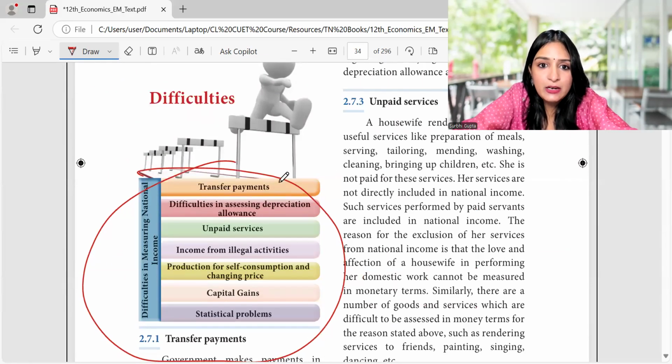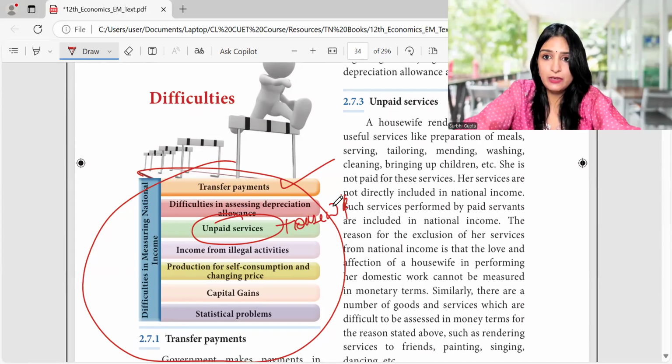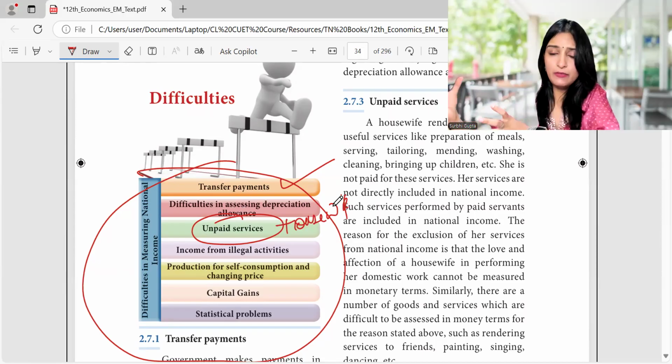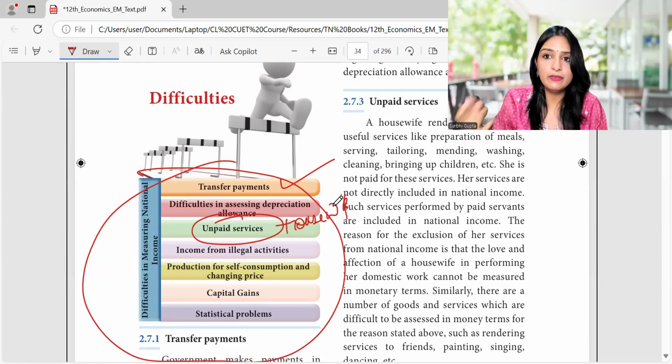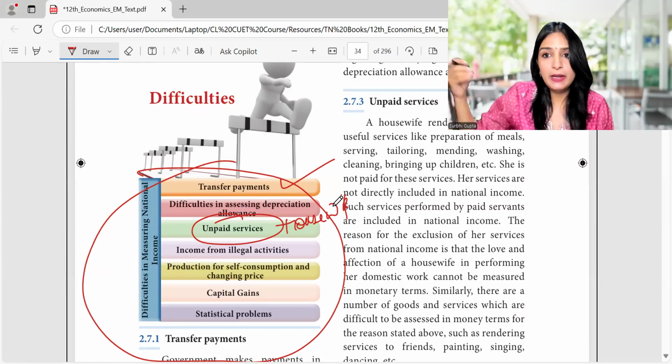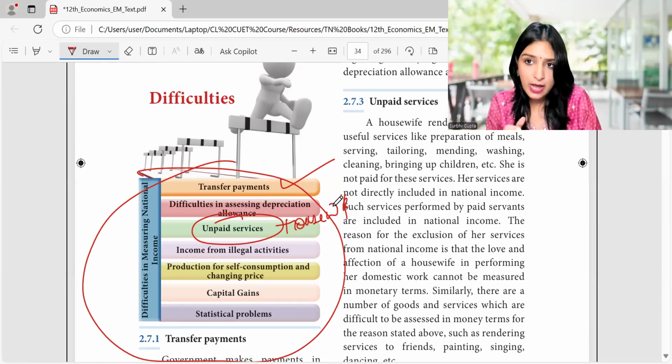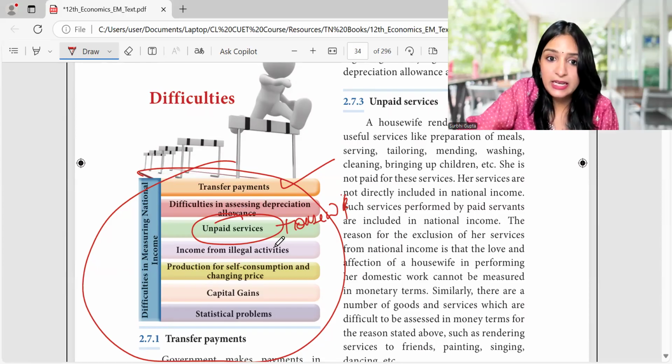Difficulty in measuring transfer payments. Then difficulties in assessing the depreciation allowance. Unpaid services like, for example, housewife services. A housewife or a homemaker is producing everything, and compare it, if you hire a cook at your home, you will give them a salary, but you're not paying a salary to your homemaker, and those services are unpaid and not accounted for in GDP, which should happen. So that is the difficulty in India.